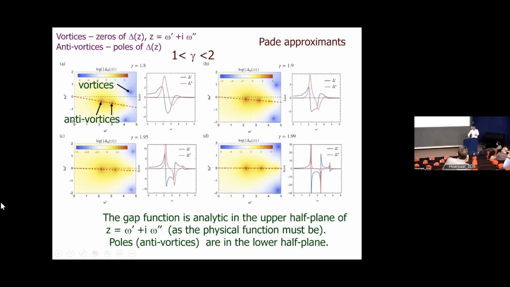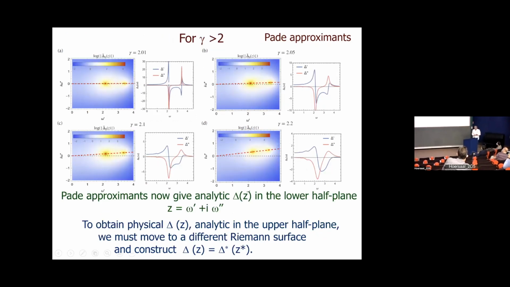You can see it from here. And what happens next? Well, if you look formally at what happens next, this line wants to go into the upper half plane. And you can say it's nonsense. It would mean that the gap function becomes non-analytic in the upper half plane. But doing this, it clears up the lower half plane, and the gap is fully analytic in the lower half plane.